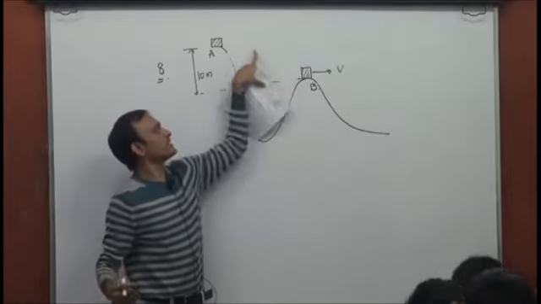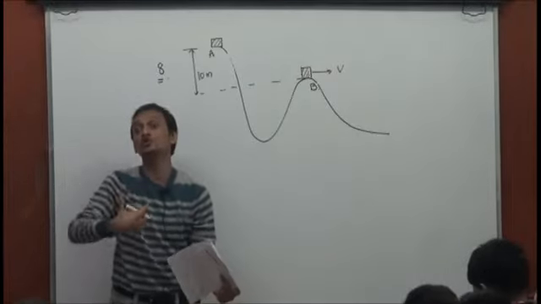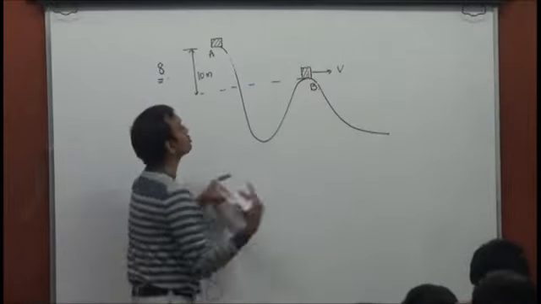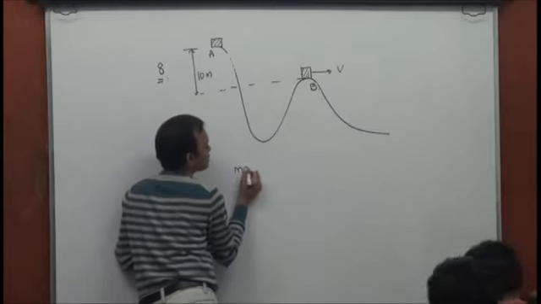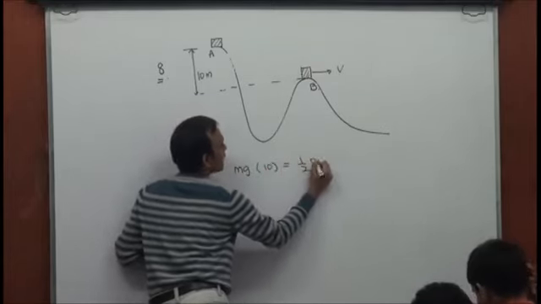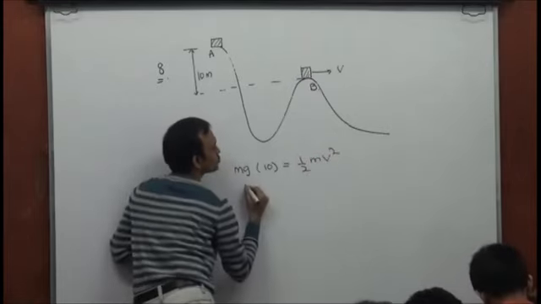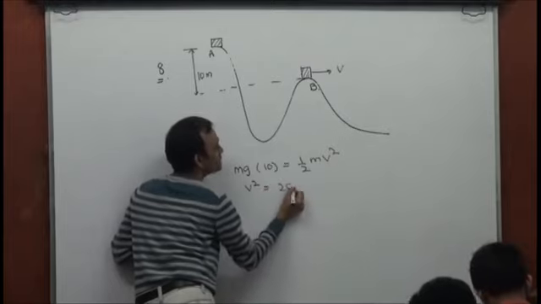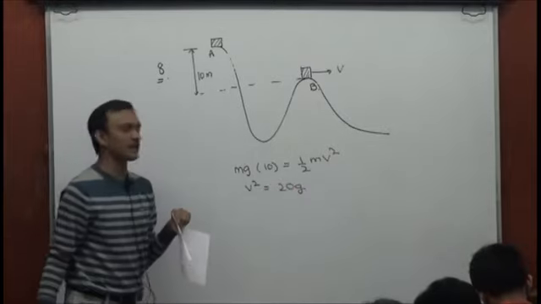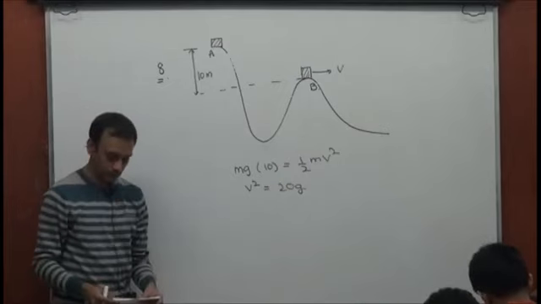So between A and B, there is loss of potential energy, and that must be equal to gain of kinetic energy. So loss of potential energy is mg into 10, and that must be gain in kinetic energy, half m v squared. Yes or no? So v squared then becomes 20g, right?